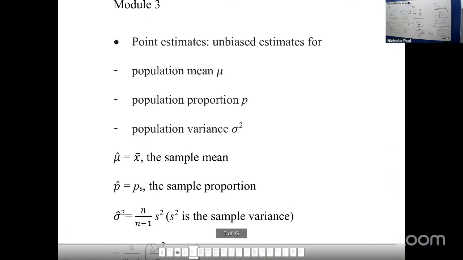For point estimates, remember, if you do have your estimates from your population, you have to estimate them, right?